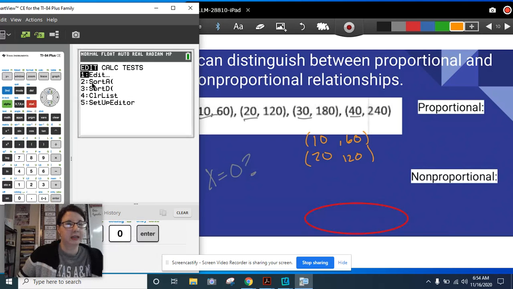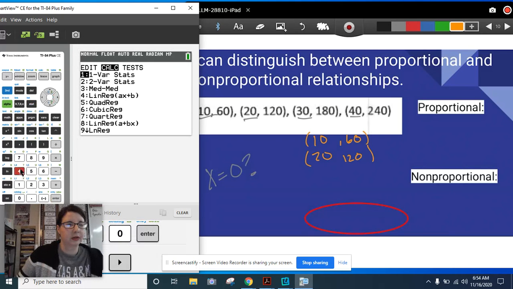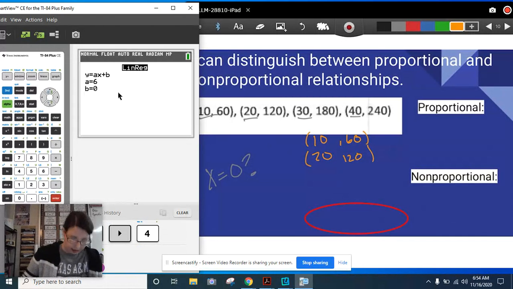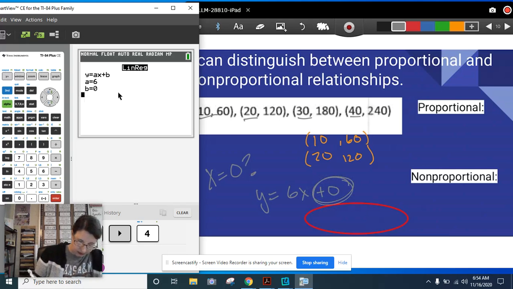So I go to stat, move over to calc, number 4, enter. So this equation, when I write it out, y is equal to 6x plus 0. Well, because that's 0, guess what? It is a proportional relationship.